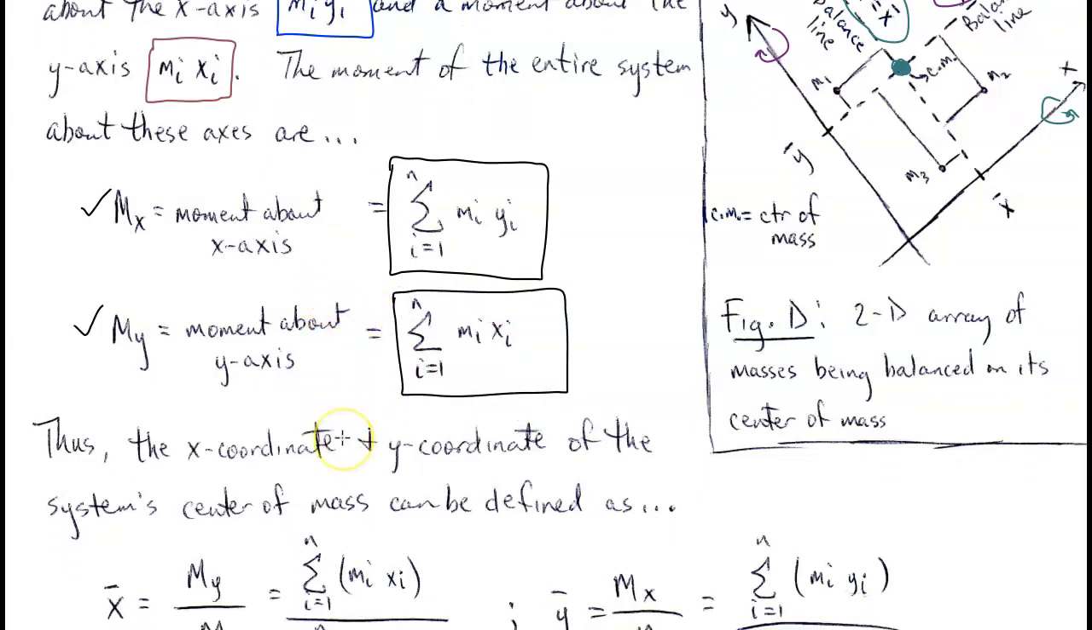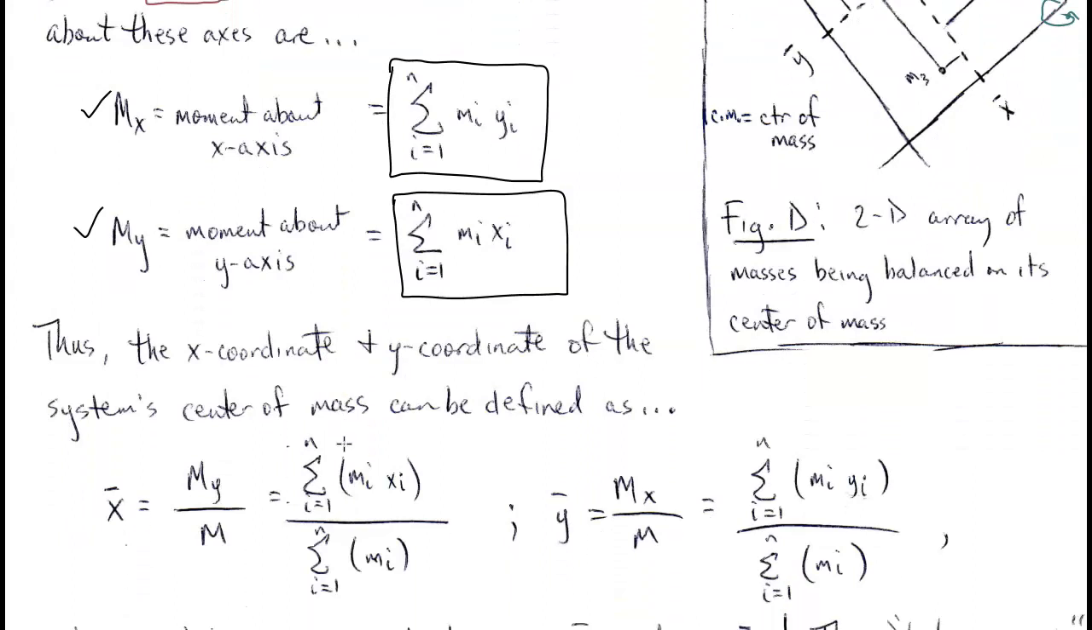And thus the x and y coordinate of the center of mass can be found the same way that we found it with the one-dimensional one. Of course, for the one-dimensional one, it looks kind of the same. The numerator here is just the system moment. And the system moment was just the sum of the product of the masses times how far each mass was from the origin. And that's divided by the system mass, which is going to be the sum of all the masses.